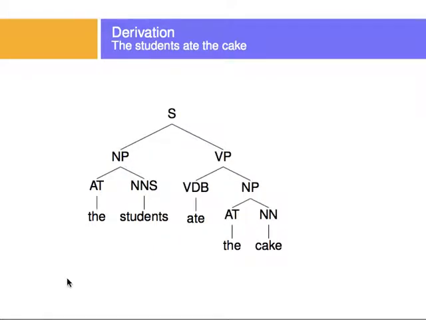Another sentence, for example, is the students ate the cake, and it would be parsed like this, where cake and the would be one chunk of an NP, ate is a VBD, and these two, a VBD and an NP, are chunked as a VP. This is one of the rules that we saw earlier, and the same thing happens on the other side.